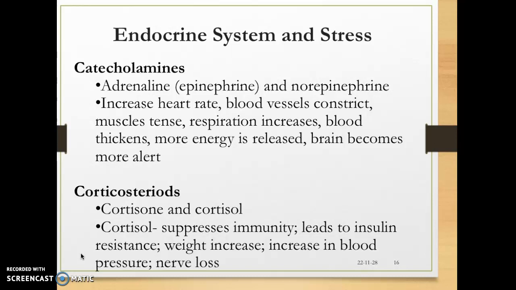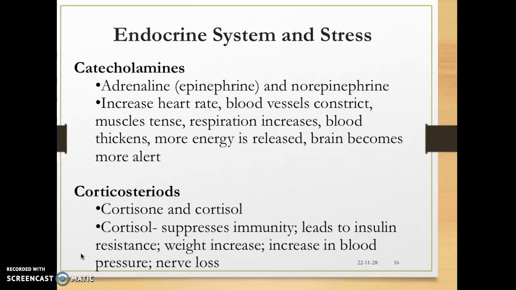So we're going to start off with this slide. We're looking here at the endocrine system and stress. The function of the endocrine system is to secrete hormones, and the endocrine system is really a network of glands that secrete hormones.